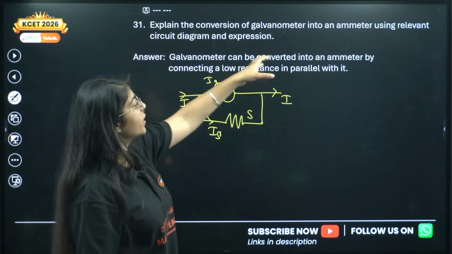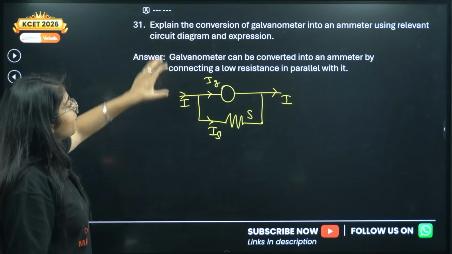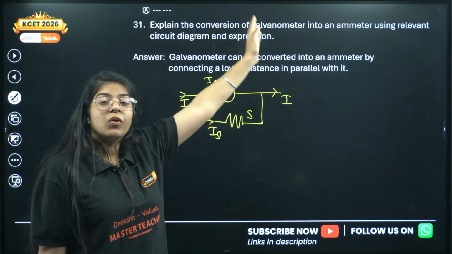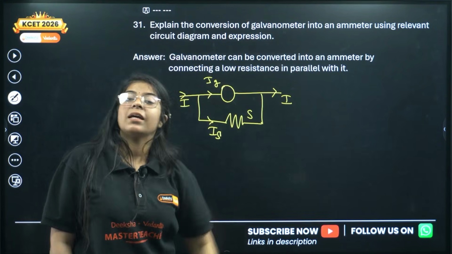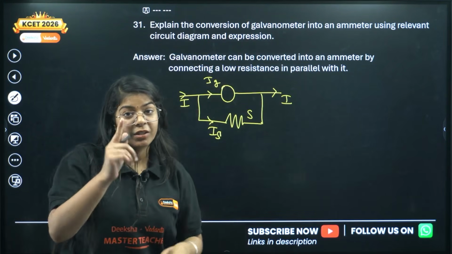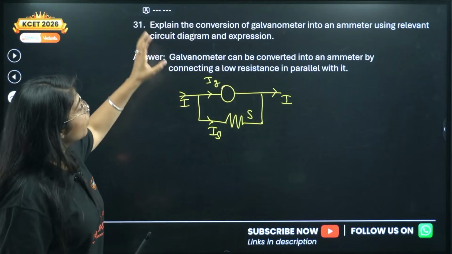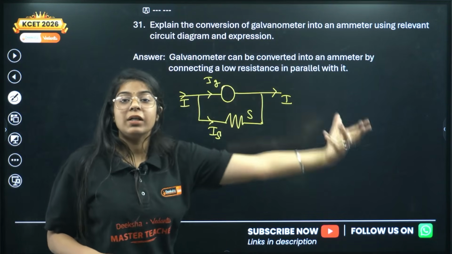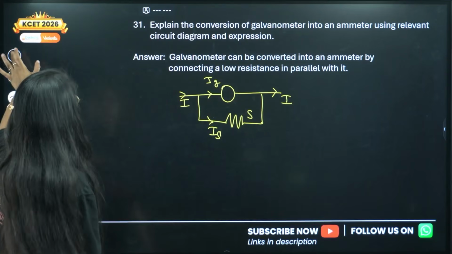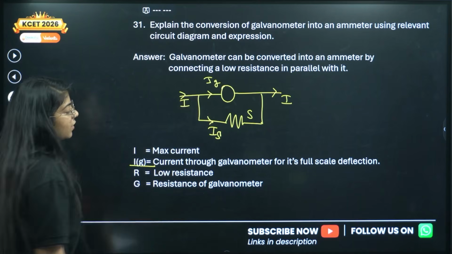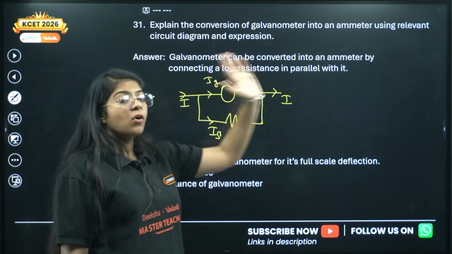A galvanometer can be converted into an ammeter by connecting a low resistance in parallel with it. If you want to convert a galvanometer into a voltmeter, then what do you have to do? Mention it in the comments. 31st question: what do you have to do to convert a galvanometer into a voltmeter? Here I is the maximum current, Ig is the current through the galvanometer for its full scale deflection.